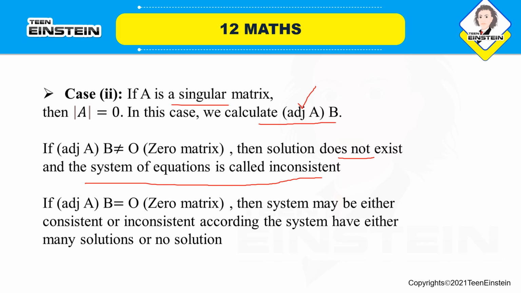If adjoint A into B is equal to a zero matrix, then the system of equations may be either consistent or inconsistent. If it is consistent, then it has many solutions. If it is inconsistent, then it has no solution, right? So this is case 2.